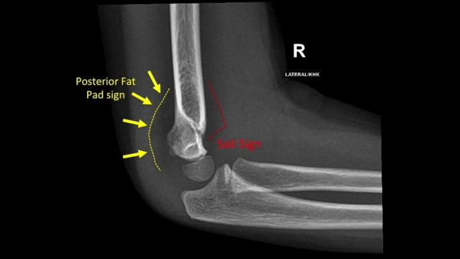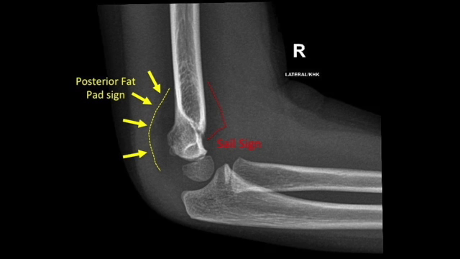Next, elbow and forearm injuries. Supracondylar humerus fractures. Mechanism: fall on an outstretched hand with hyperextended elbow. Most common in children 5 to 10 years old. Clinical manifestations: swelling and tenderness at the elbow with decreased range of motion.